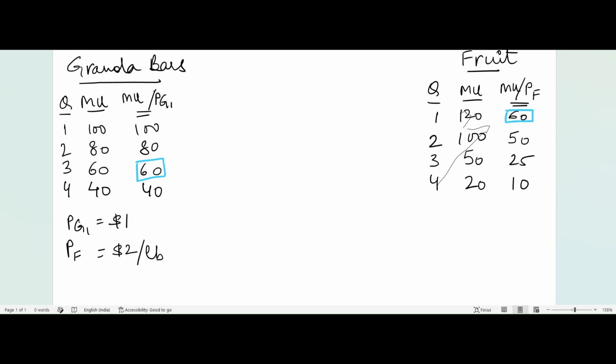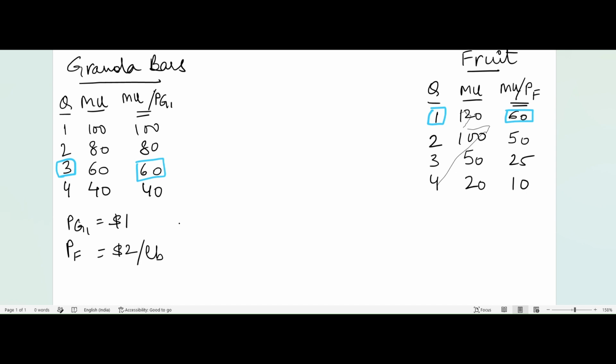Now, in this particular question, I don't have an income constraint, so I don't look at that. I have not given you the income. In my previous question, I had the income constraint. But since here I don't have it, and only one marginal utility per dollar number matches, there is no confusion. So 60, 60. So basically, this person or I will be consuming 3 units of granola bars and 1 unit of fruit. All right, that will give me utility maximization.